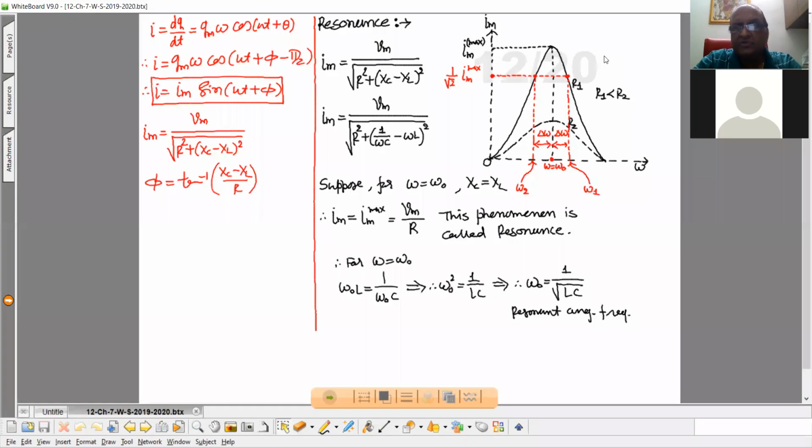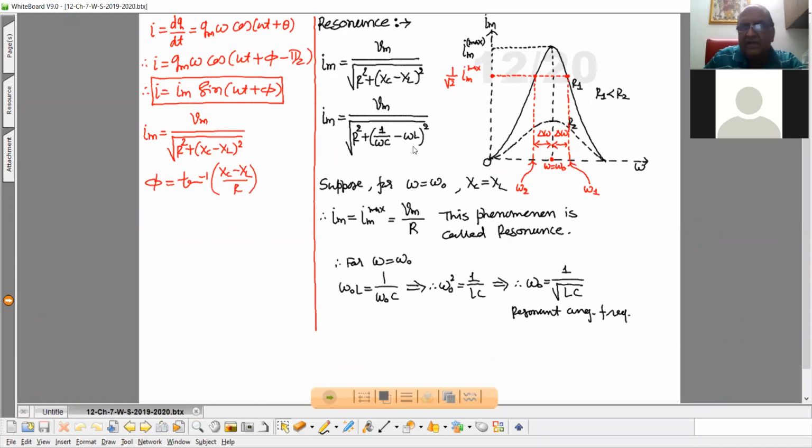At that time resonance takes place in the circuit and the current in the circuit becomes maximum, that is the resonance. Okay, now see, we have the equation of current I, that is Im sin(ωt + φ). In that Im, the maximum current, is Vm upon the square root of R² + (XC − XL)². Now XC is 1/ωC and XL is ωL.